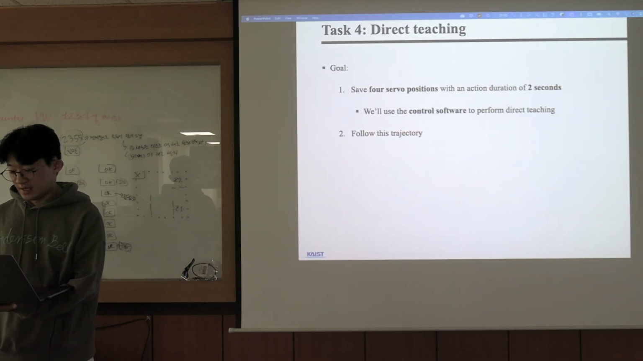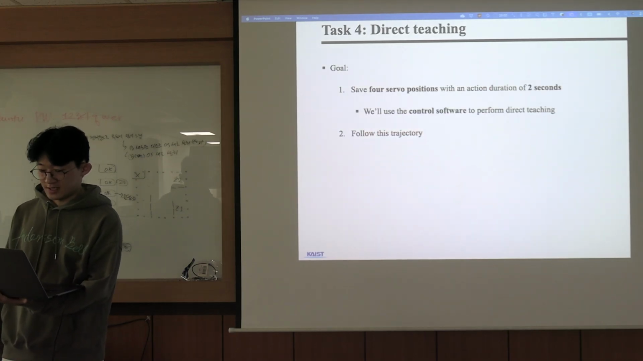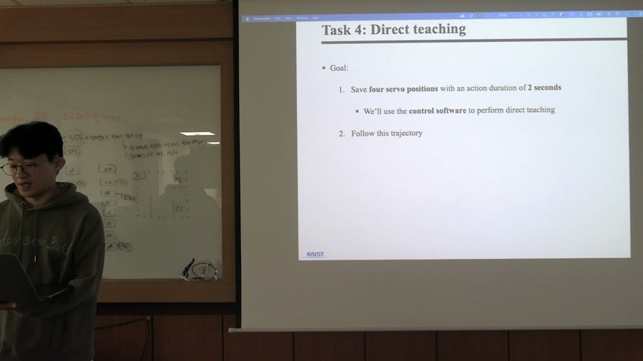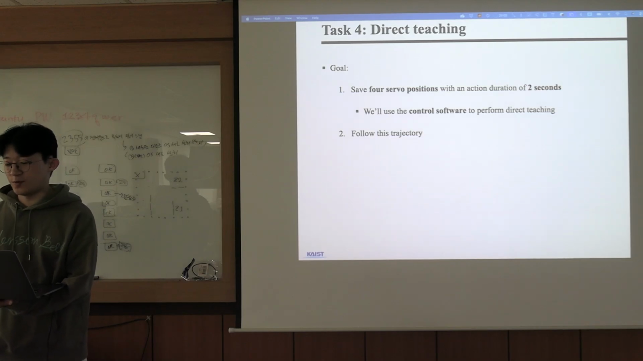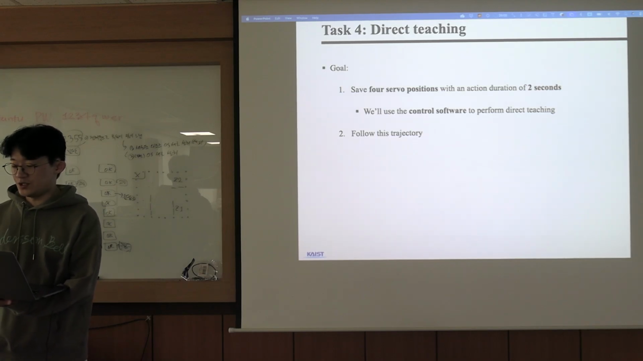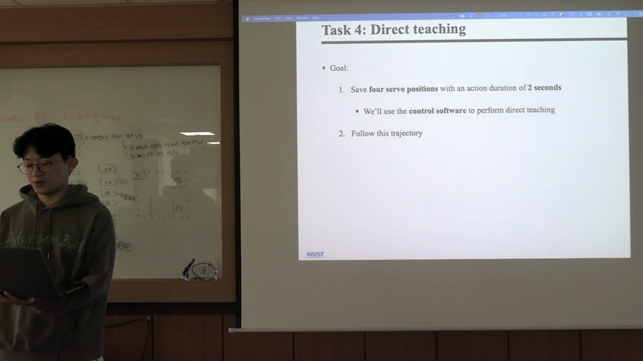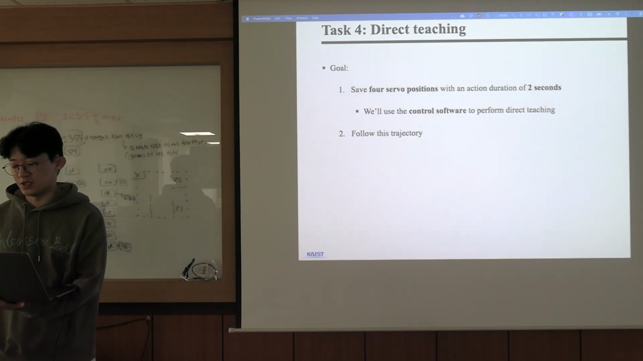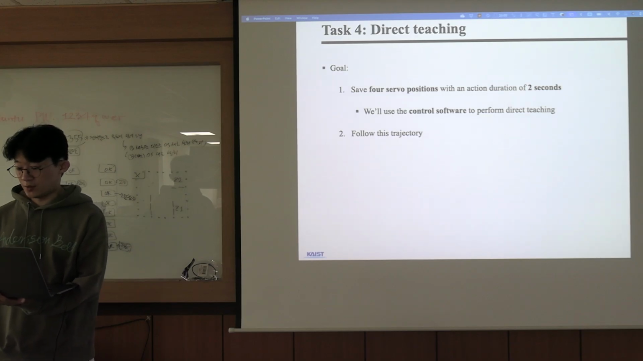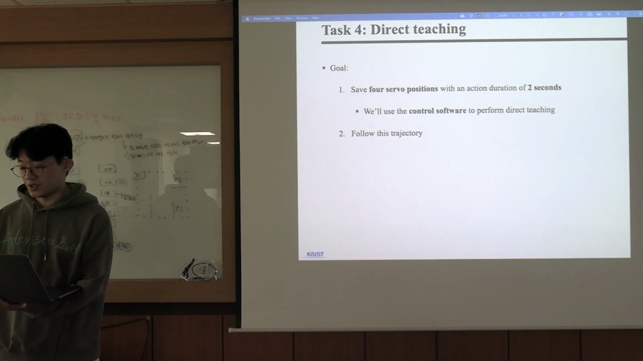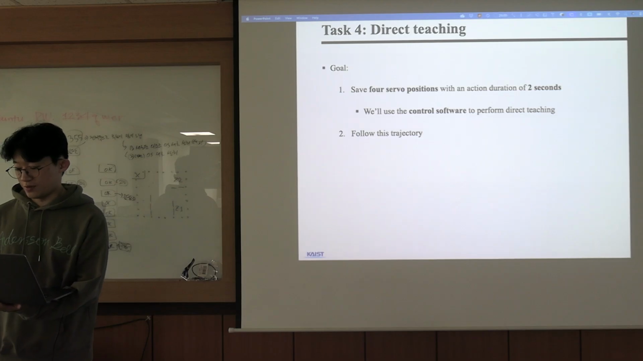Finally, let's look at the last task, direct teaching. In this task, your goal is to save 4 servo positions, each with an action duration of 2 seconds. We'll use control software to perform this teaching process. After recording these positions, the robot will be able to follow the trajectory that you created through direct teaching.